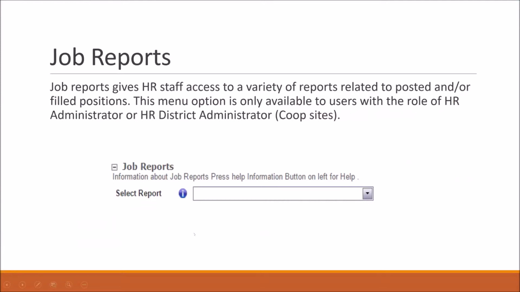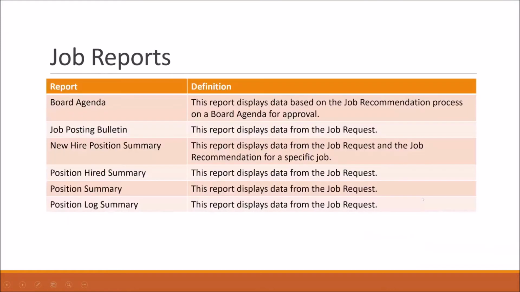And when you get to that menu, the first thing you always do is select the report you want. Based on the report you select, your next screen will look a little different. You're going to select your options, but it's a little different. The stock reports on that job report menu are the board agenda, the job posting, new hire, position summary. So I put in a quick little definition of what those are.